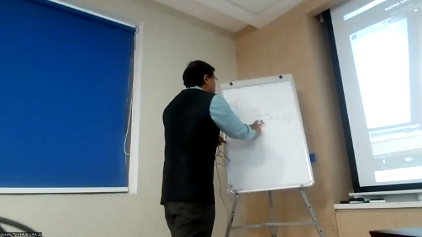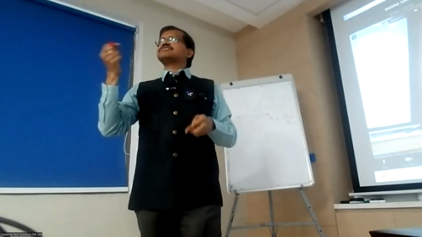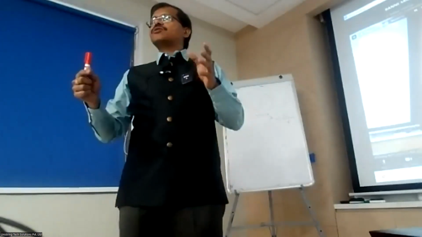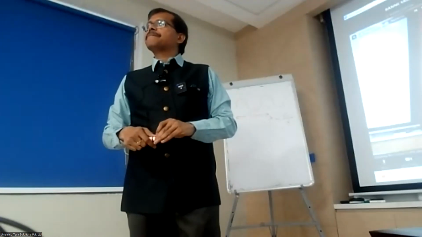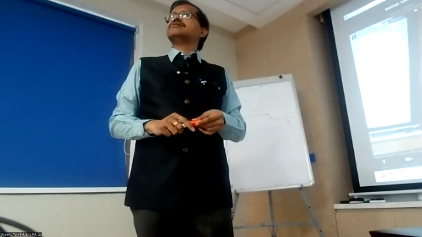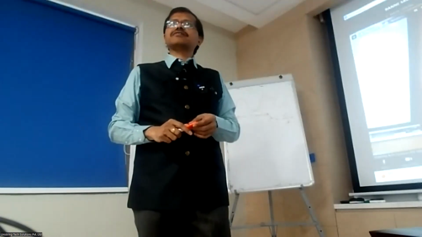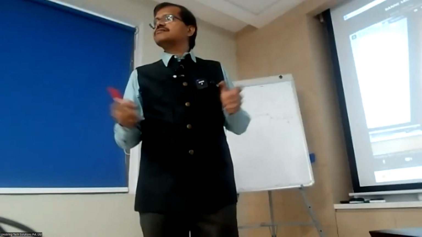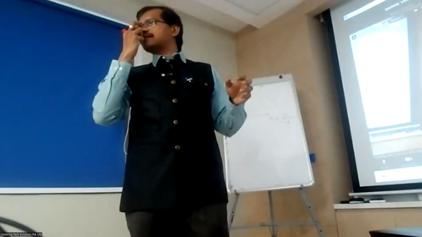Sometimes we draw it like this. What is the time period of this 300 megahertz signal? How do you calculate time period from frequency? 1 by f. How much does it come to? For 300 megahertz, it comes to around 3.33 nanoseconds. Isn't it? 1 by 300, 3.333 nanoseconds, something like that.